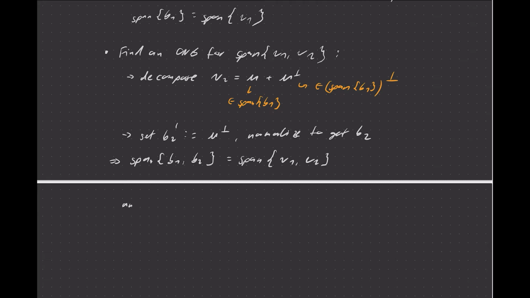And at the same time, the set B1 and B2 is orthonormal. That means in the next step, we can then decompose V3 using this orthonormal basis of the partial space that we already have, and just continue in the very same way. So we'll just continue doing this until we have processed all the vectors, and that will give us an orthonormal basis. So that procedure is known as Gram-Schmidt.